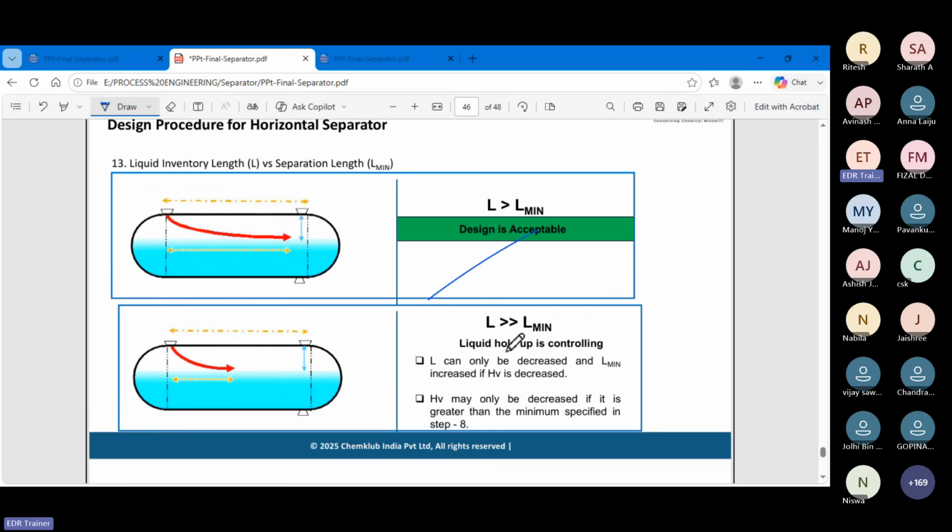An acceptable design has L more than L minimum. This is the L minimum, and we need more than the effective area. If L is greater than L minimum, then the design is acceptable. If the length is more than L minimum, then liquid holdup is controlling, so L can be decreased, and as HV decreases, the height of the vessel decreases. If you select L more than L minimum, then the diameter will decrease because the L by D ratio is already fixed.